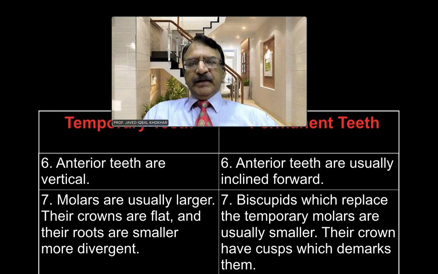Then the temporary molars are usually larger, their crowns are flat and their roots are smaller than those of the permanent teeth. Whereas in the permanent teeth, the premolars or the bicuspids, which replace the temporary molars, are usually smaller. Their crowns have cusps which demarcate them. They are bicuspid, with two cusps.